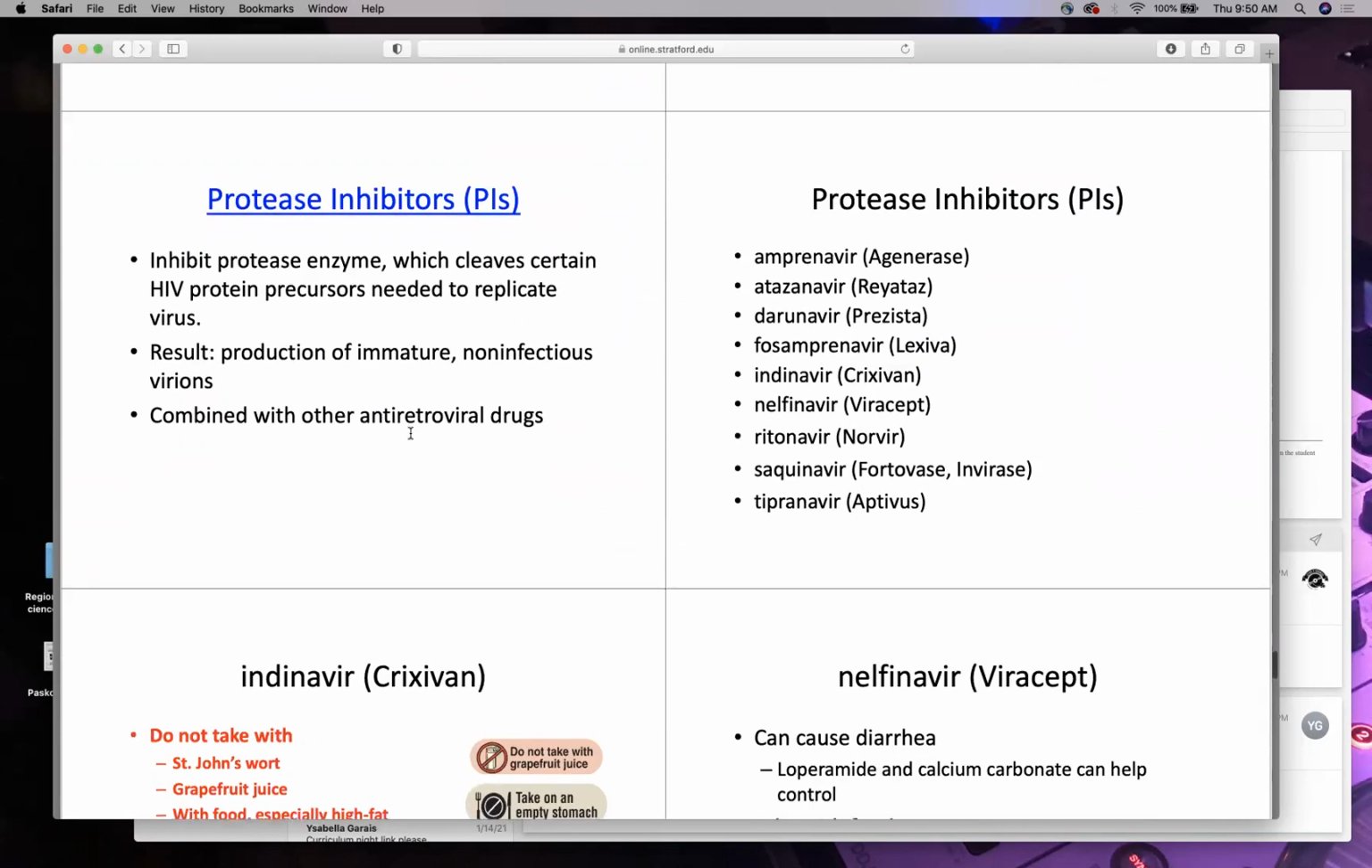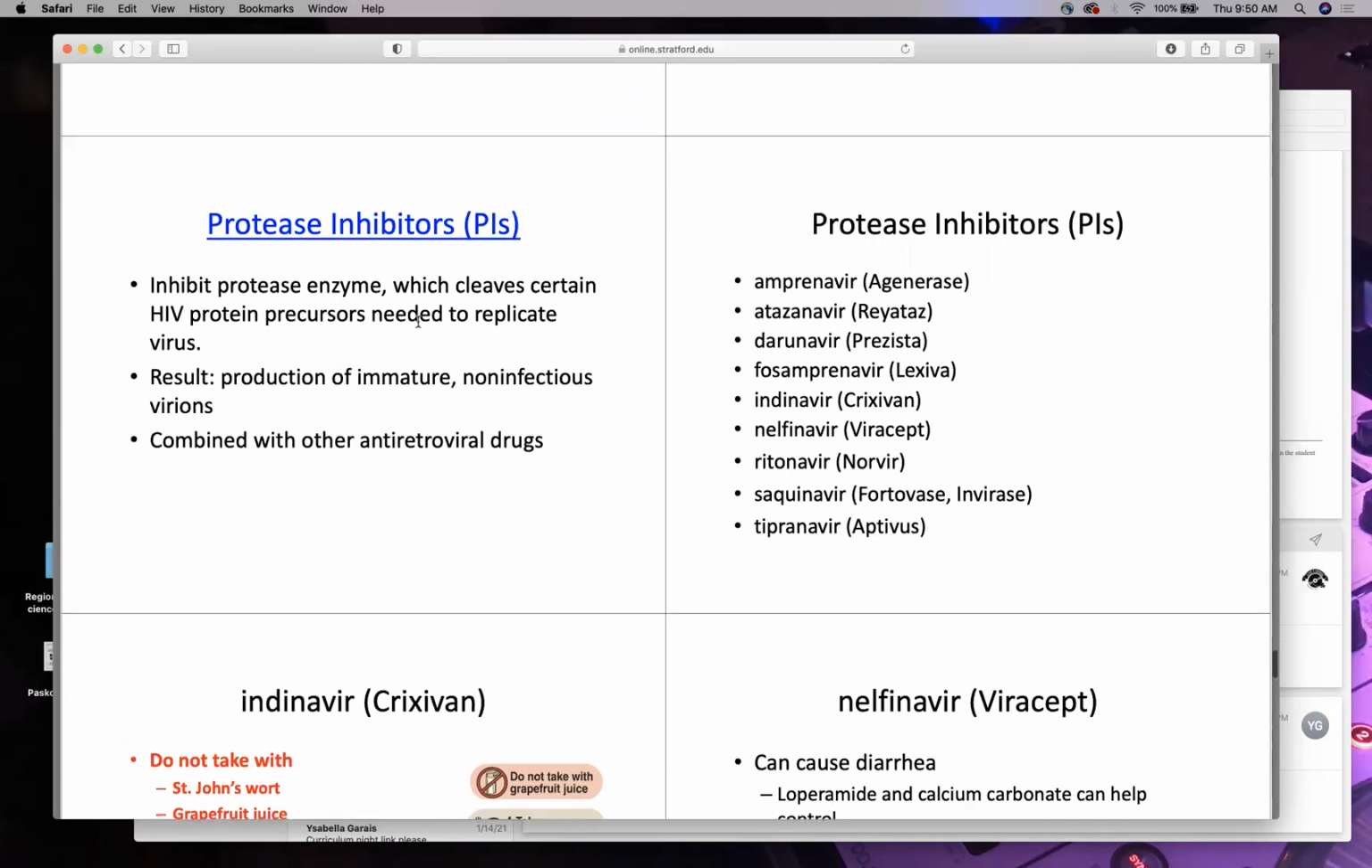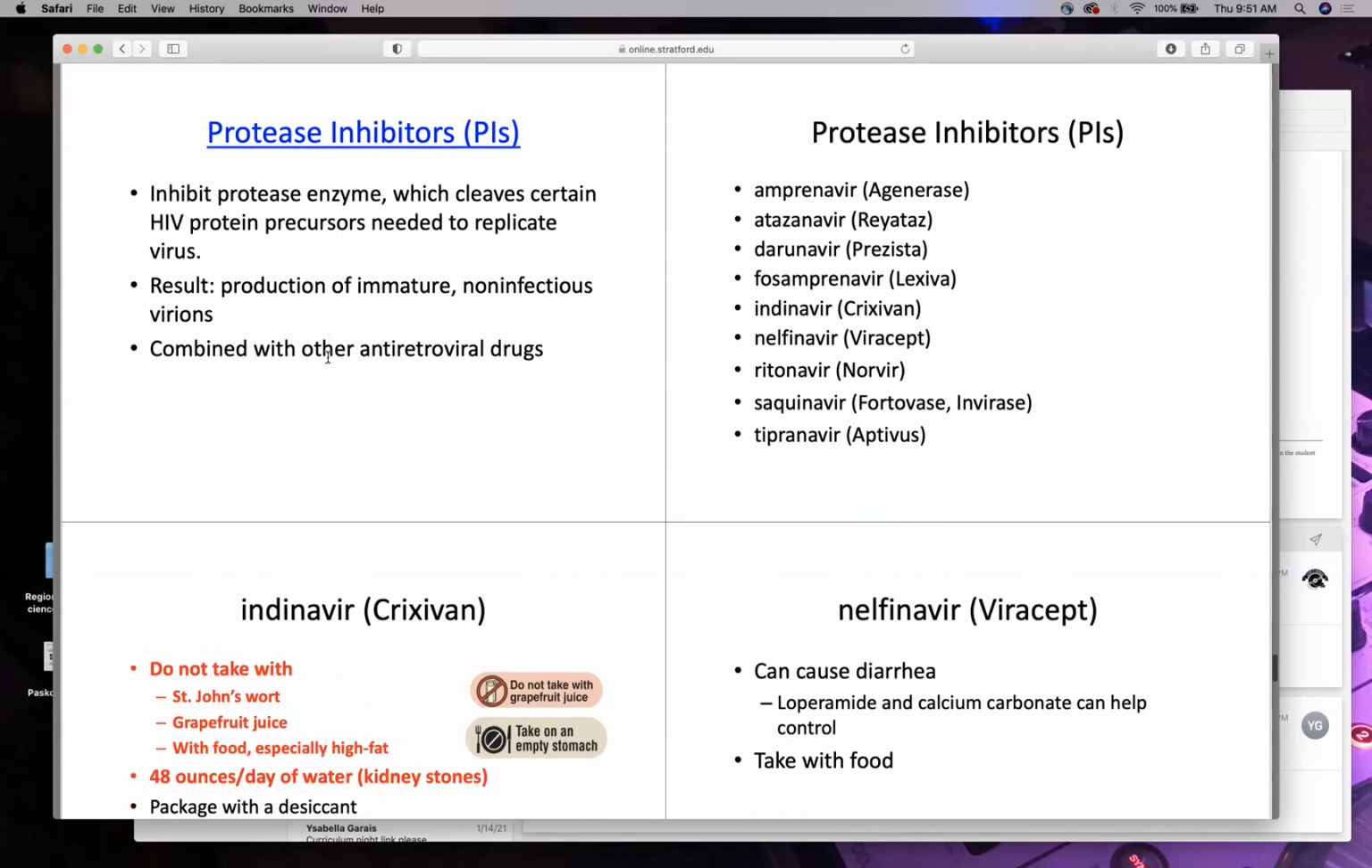Protease inhibitors. HIV protein precursors are needed to replicate the virus, because proteins build things. Well, there are certain proteins that build HIV, and the protease inhibitors attack that, okay?